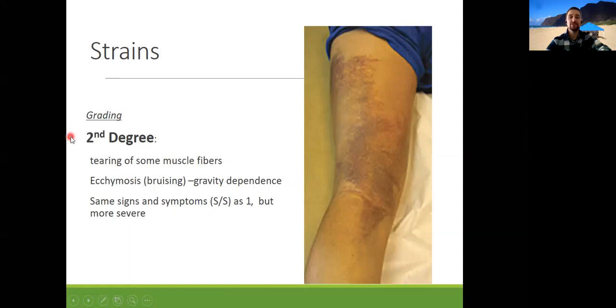Okay, so obviously, when we think about the things we see in the evaluation, with a grade 1, it just hurts during the resisted, maybe when you stretch the muscle all the way. But now anything active, passive is going to be really sore. Like if this guy tries to do even a standing hamstring curl, it's going to be really point tender and sore in that injured muscle belly.